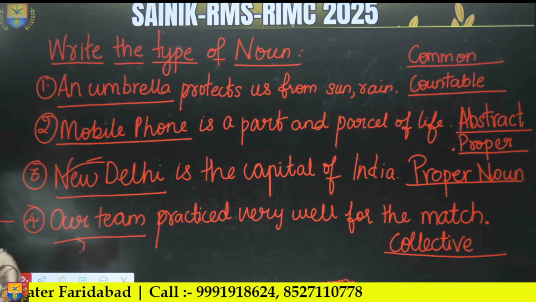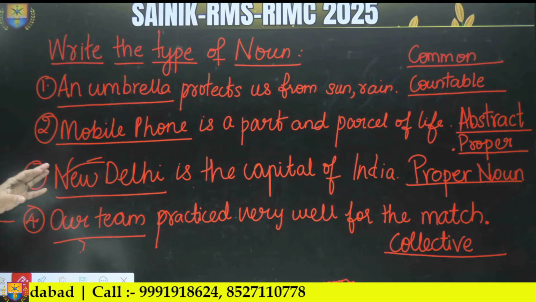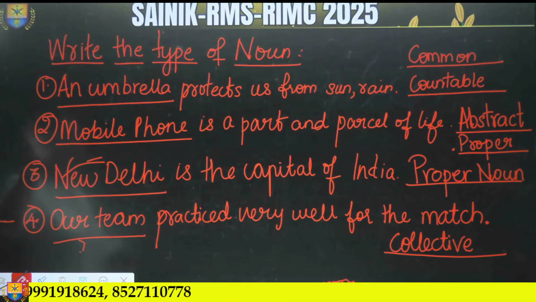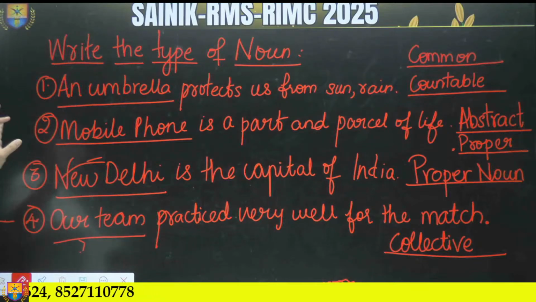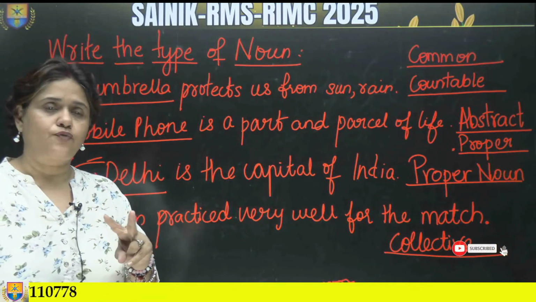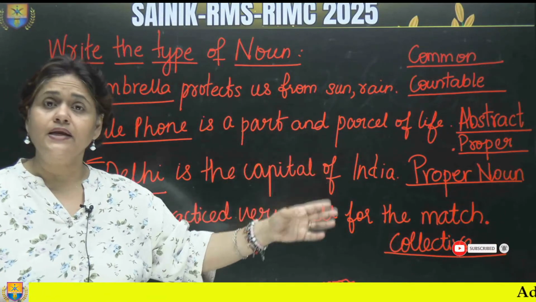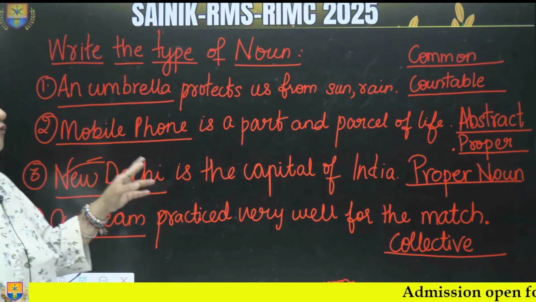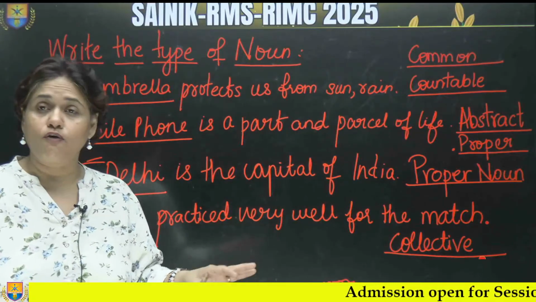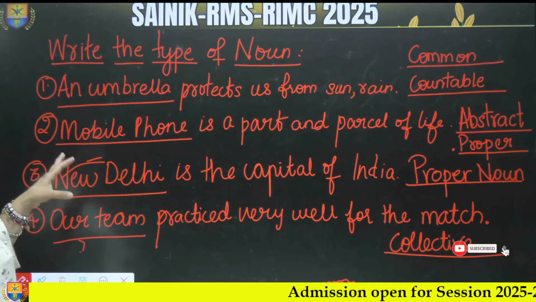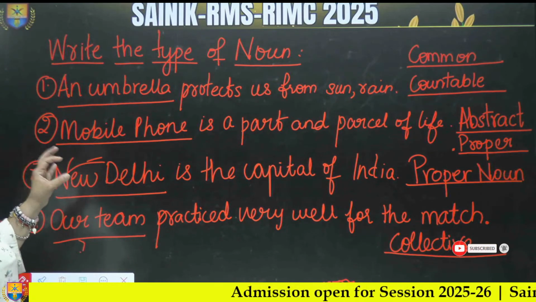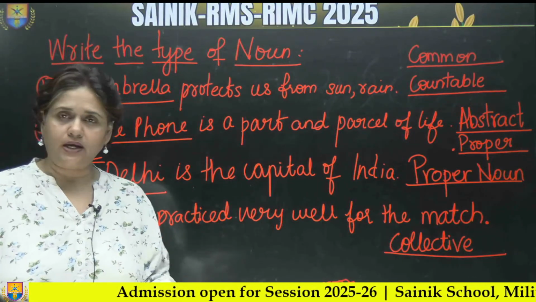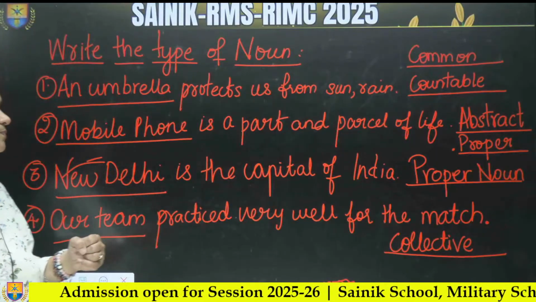Let us read them one more time. An umbrella protects us from sun and rain. So we have an umbrella underlined as a noun, and the two answers for this are common noun and countable noun. Number 2, mobile phone is a part and parcel of life. Mobile phone is your noun underlined. The two correct options are abstract noun and proper noun.